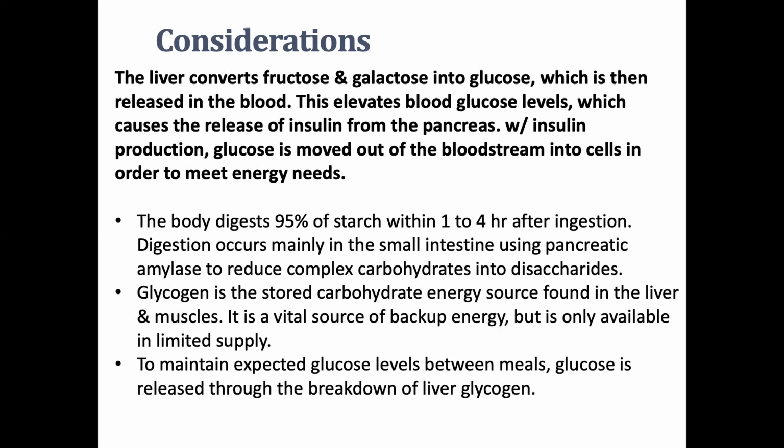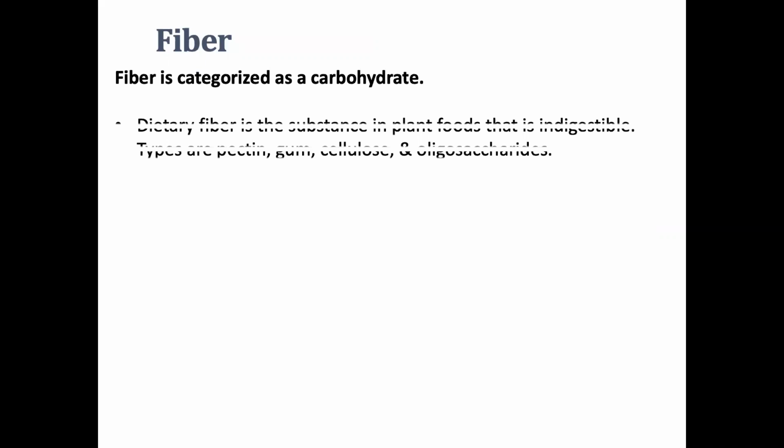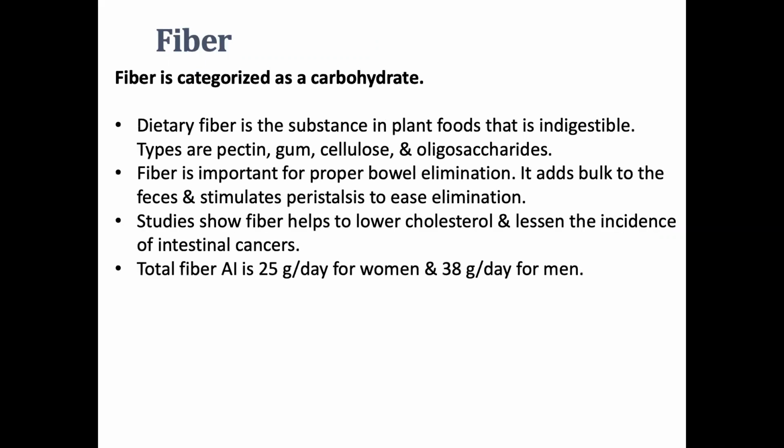To maintain your blood sugar levels between meals, glucose is released by the breakdown of glycogen in the liver, okay? And that happens as a result of the effect of a hormone that's made by the pancreas called glucagon, okay? So the pancreas makes hormones that both lower blood sugar levels, those are called hypoglycemic hormones, and raise blood sugar levels, and that's called a hyperglycemic hormone. Okay? Fiber is a carbohydrate that has no calorie value for us. Okay.